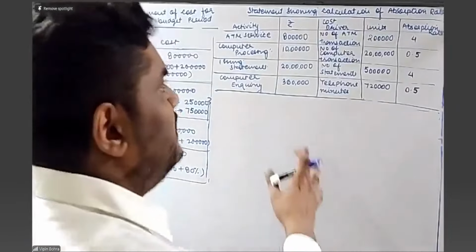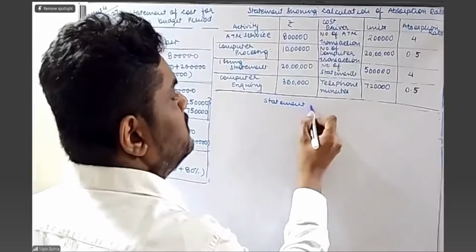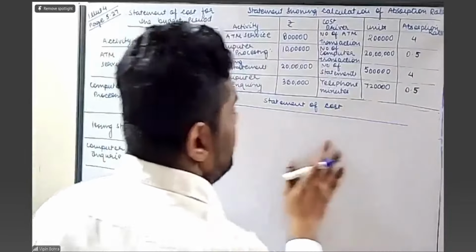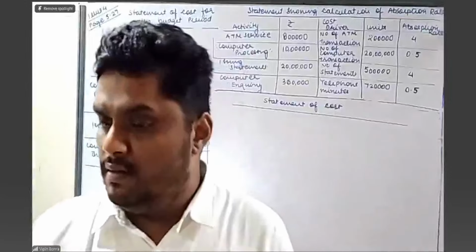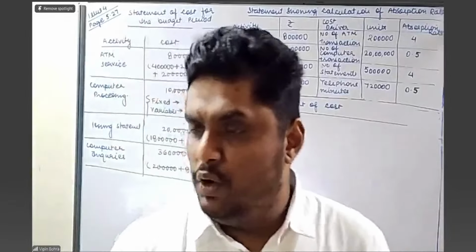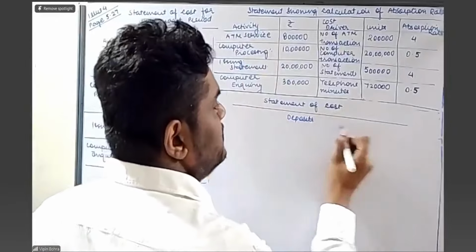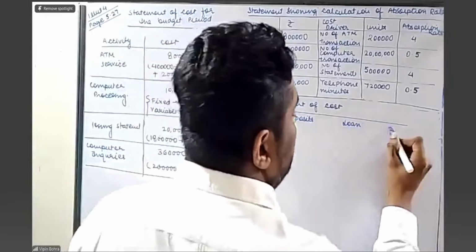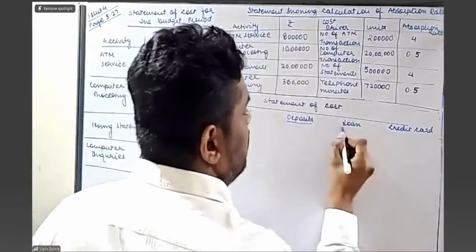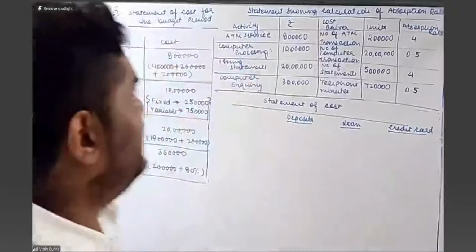So we are done with the calculation of absorption rate. Now the statement of cost. There are three products for this company: deposits, loans, and credit card. So let's start. So these are the costs.